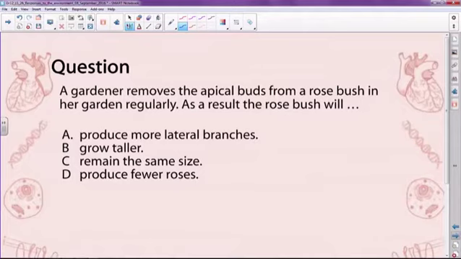Okay, now, another question. A gardener, try this one out. A gardener removes the apical bud from a rose bush in her garden regularly. Why do they do that? As a result, the rose bush will. So if you notice that when we cut roses, we cut the apical bud off. Why does she do that? And explain why. There's 4 different answers. You need to choose one.